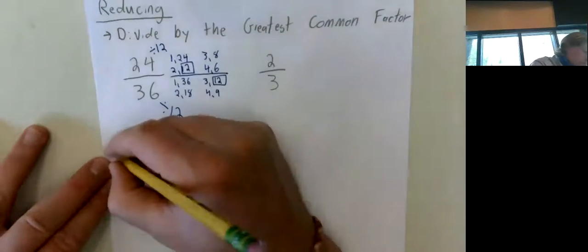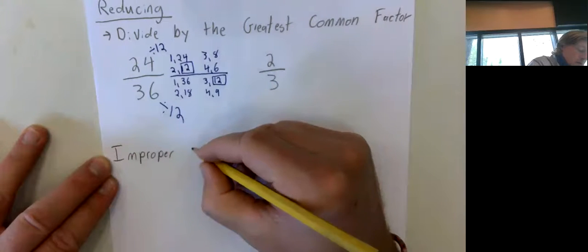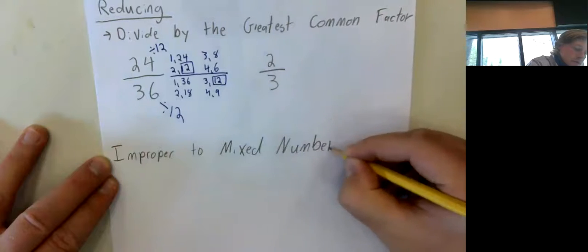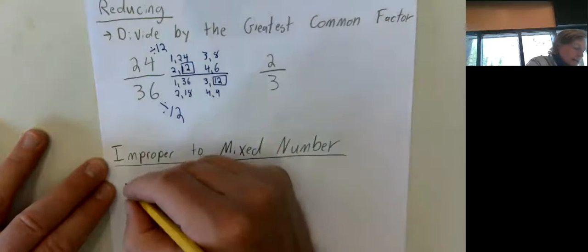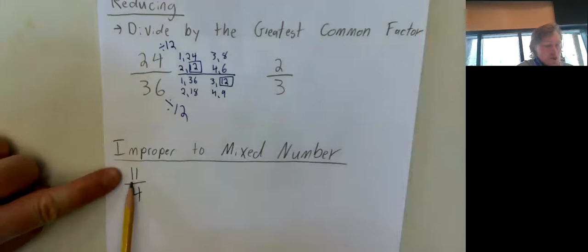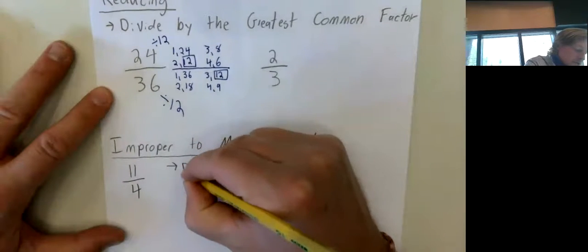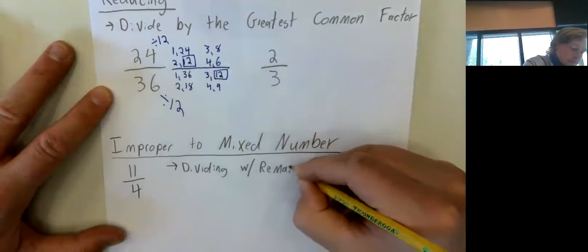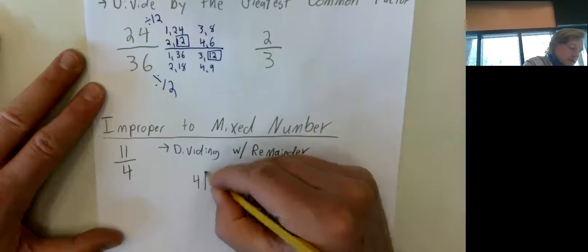Okay, let's do improper to a mixed number. Remember, a mixed number is a number with a whole number and a fraction attached to it. So if I end up with 11 fourths, this is an improper fraction, meaning that the numerator is bigger than the denominator. So I need to clean this up. I do that by dividing with remainder.